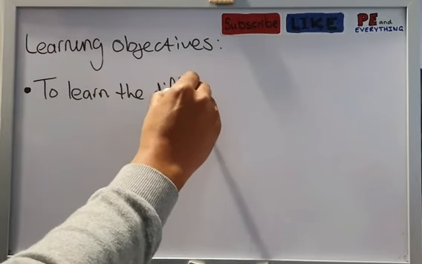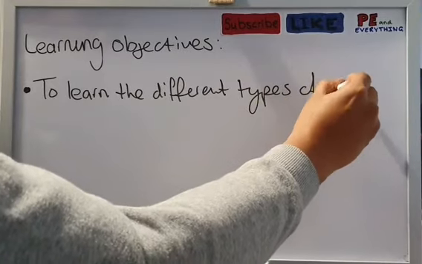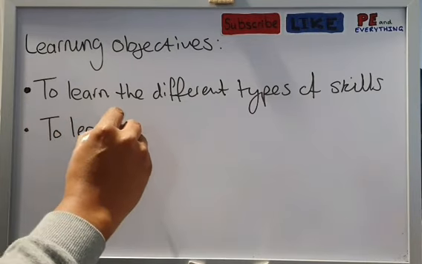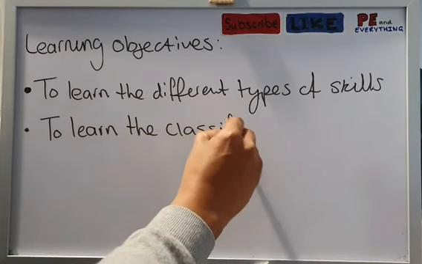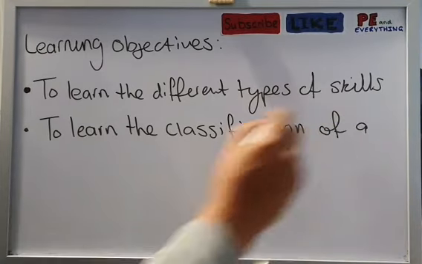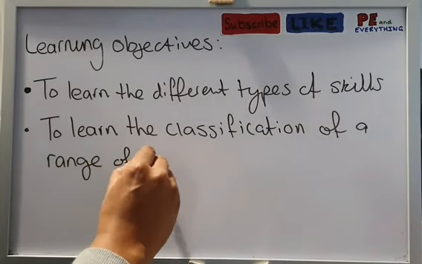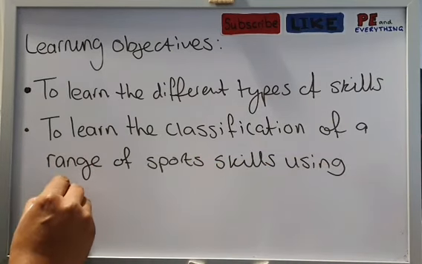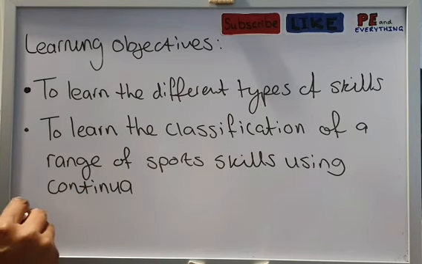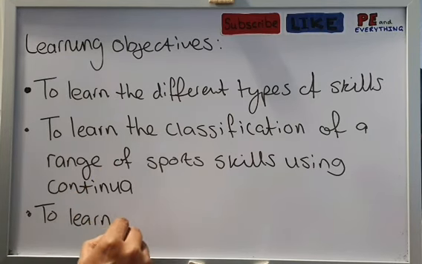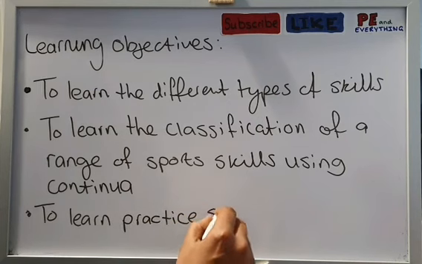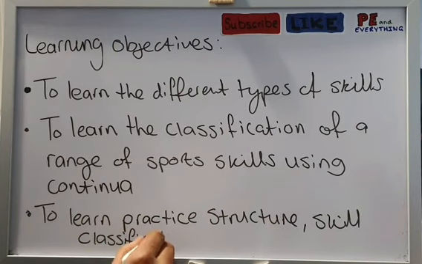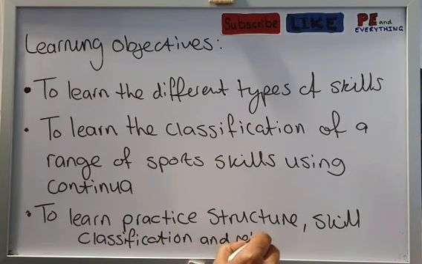Okay, today's topic is classification of skills. I've got down for you three learning objectives which we're going to learn in today's video. The first one is to learn the different types of skills, breaking them down. The next one is to learn the classification of a range of sports skills using a continuum. We're going to go into that in a bit more detail. And the final one is to learn practice structures, skill classifications, and relevant practice. All of this will make sense to you in a couple of minutes.